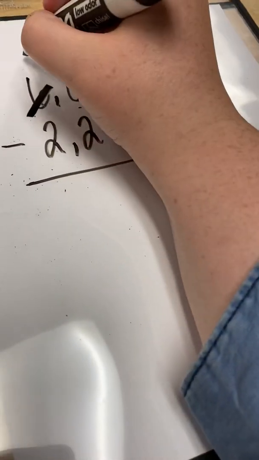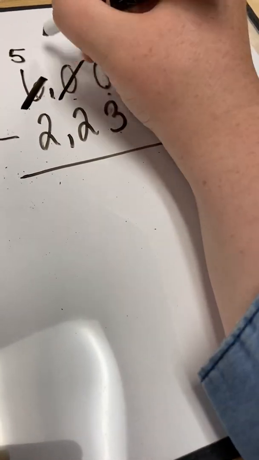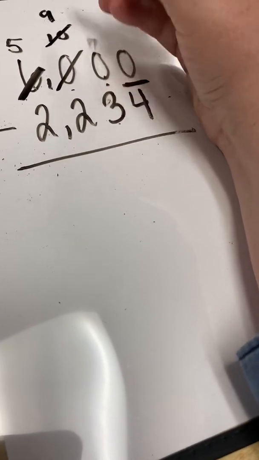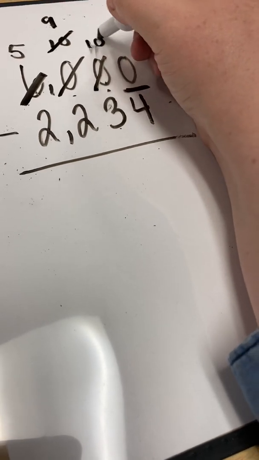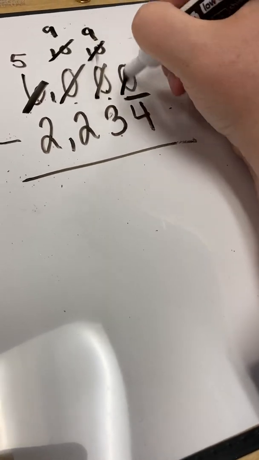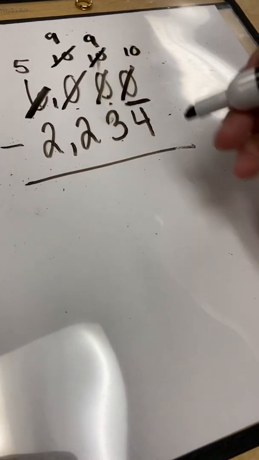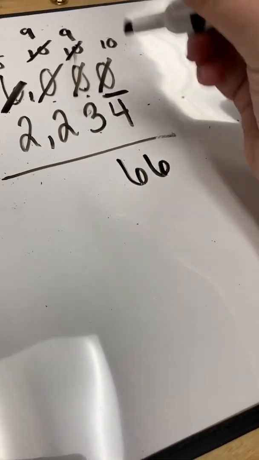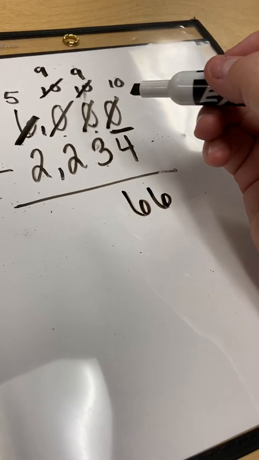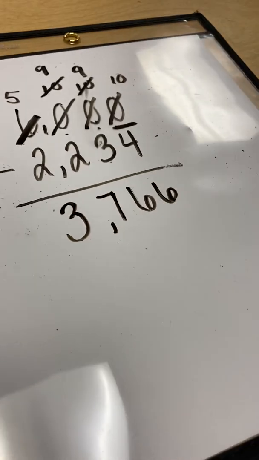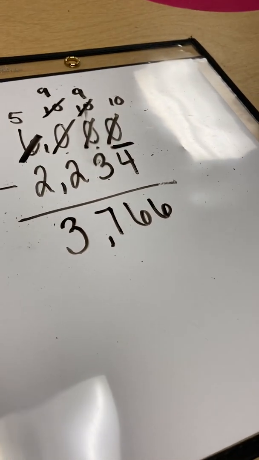The 6 will become a 5. This 0 will become a 10. And then the 10 becomes a 9, so that this 0 can become a 10. Now my 1's place can borrow from my 10's place. This 10 becomes a 9. This 0 becomes a 10. 10 minus 4 is 6. 9 minus 3 is 6. 9 minus 2 is 7. 5 minus 2 is 3. I get 3,766.